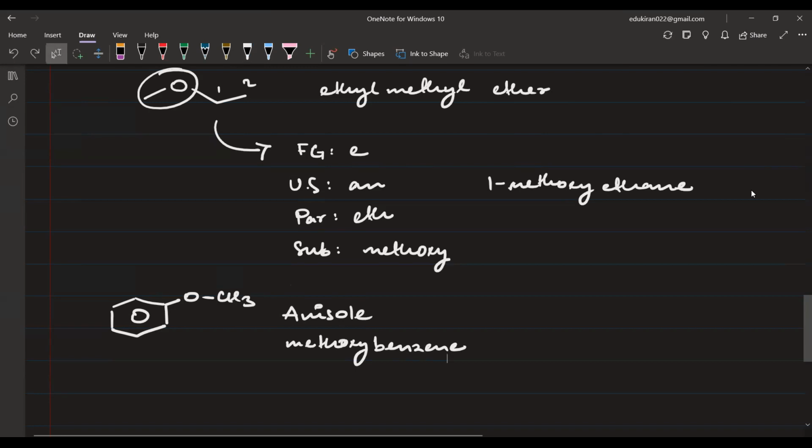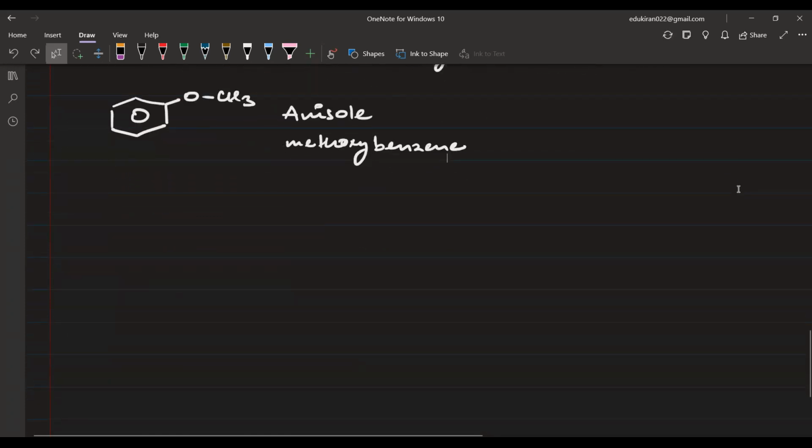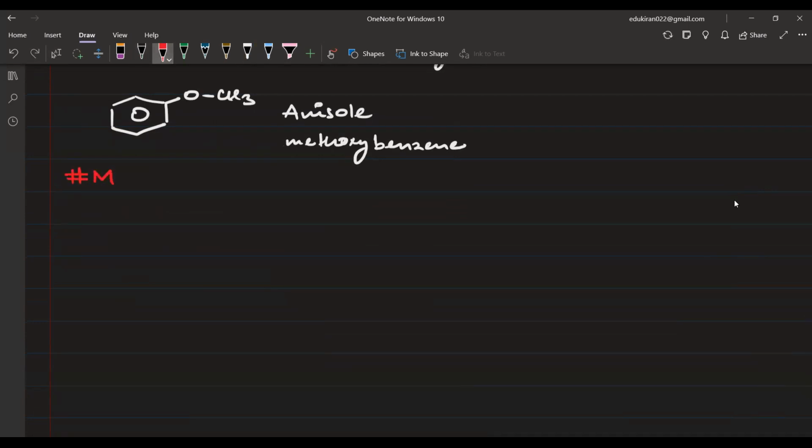We have already done the IUPAC nomenclature of ethers when we started this chapter, alcohols, phenols, and ethers. So we'll now look into the methods of preparation of ethers. Please write here, MOP of ethers. The number one method is dehydration of alcohols.